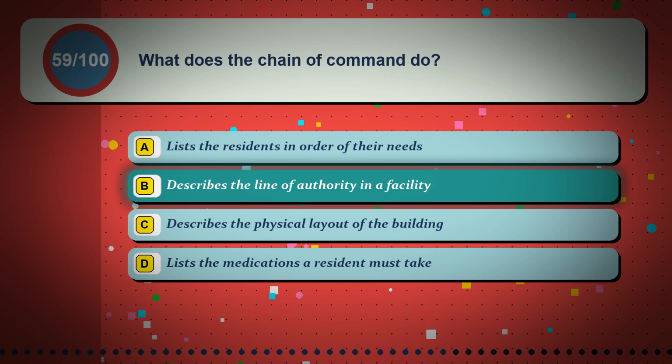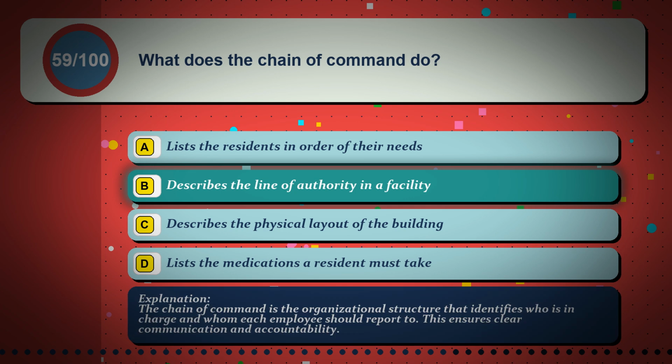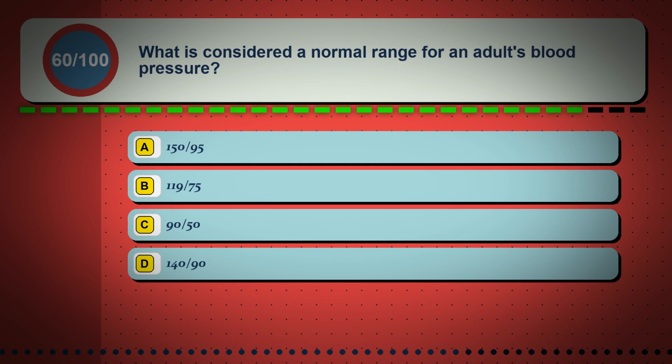The correct answer is option B. Describes the line of authority in a facility. The chain of command is the organizational structure that identifies who is in charge and whom each employee should report to. This ensures clear communication and accountability. Question 60. What is considered a normal range for an adult's blood pressure?